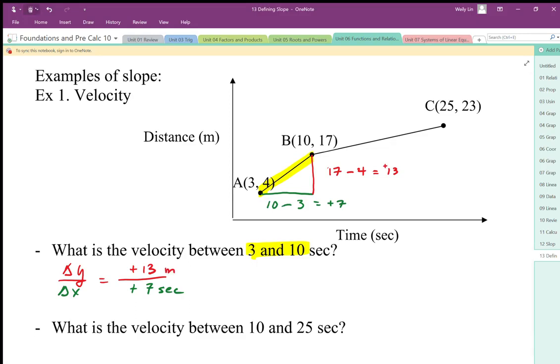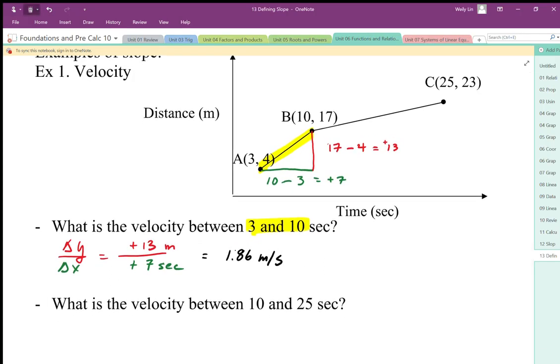So then the velocity can be expressed by this ratio. The velocity is going to be 13 divided by 7, 13 meters per 7 seconds. And we can express this as a unit rate by just dividing these two terms. So we end up with a velocity of 1.86, and I'm going to round this to 1.86 meters per second. Okay, and there's my slope as a ratio. Here's my slope as a unit rate.